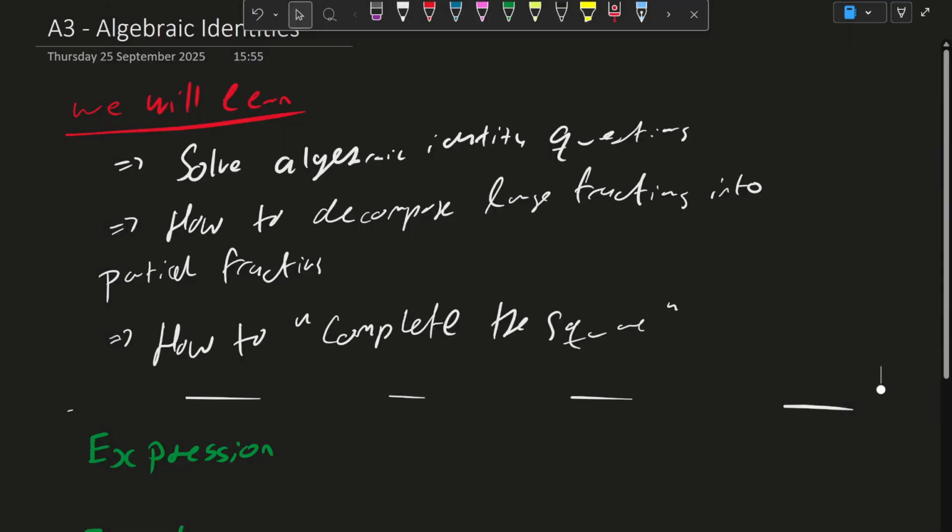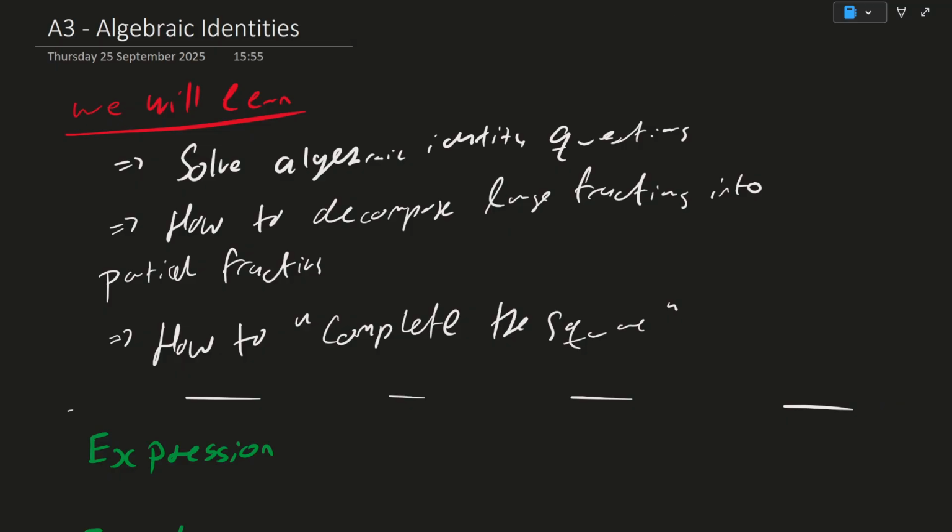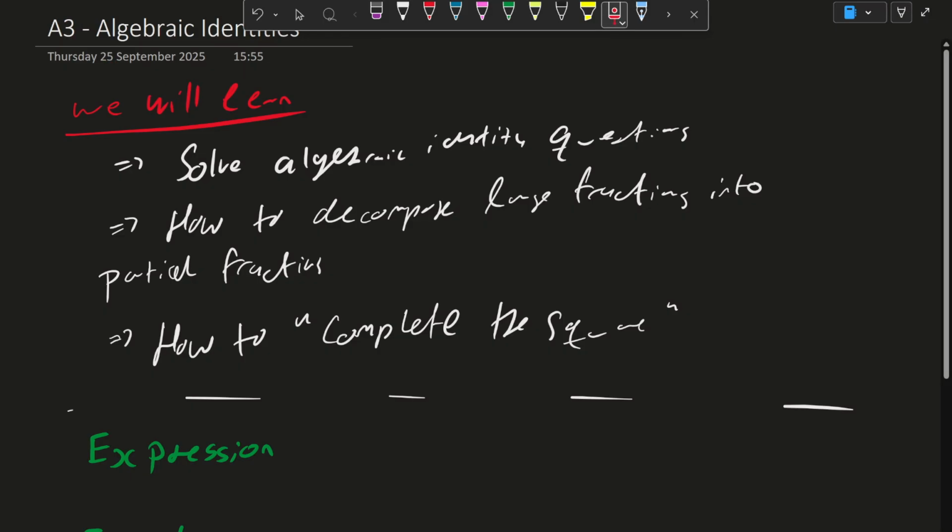Hello everyone and welcome to section A3 of the Algebra 1 part of the Leaving Cert Maths course. In this fairly short section, we're going to be discussing something known as algebraic identities. We'll talk about what identities actually are, and then we'll go into two examples involving partial fractions, as well as completing the square, which will come in handy later.